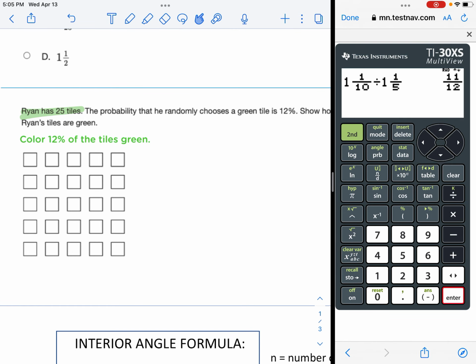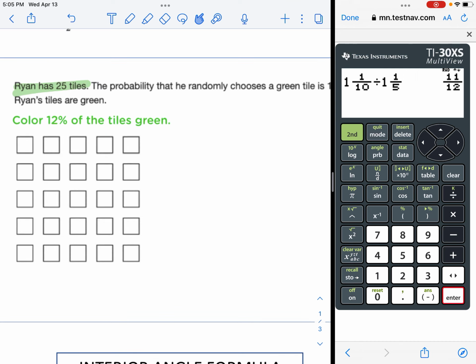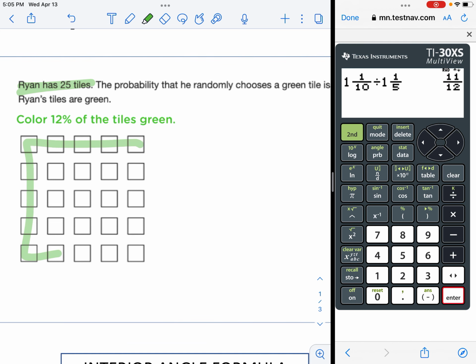You might have a problem like this on the MCA where you actually need to click on the squares to show how many of them should be green. Well, it's not going to be all of them. If all of them were green, that would be 100%. If half of them were green, which is a little bit trickier to do since this is an odd number, maybe like that. That would be 50%.